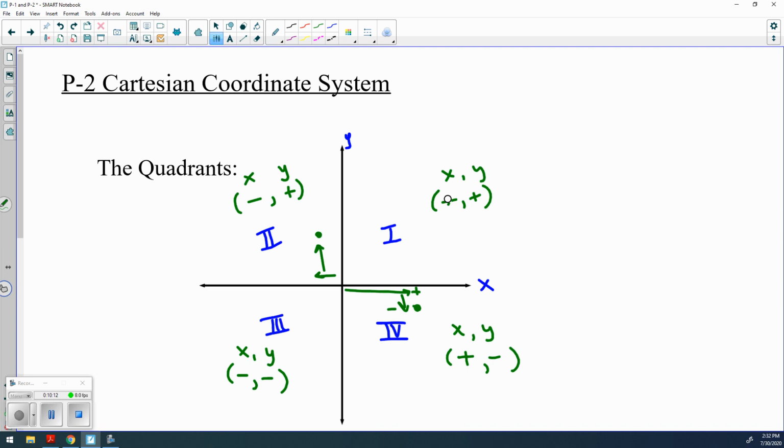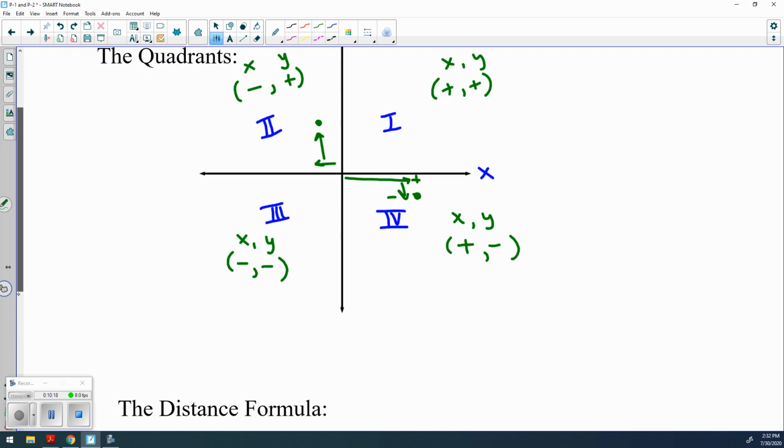That's supposed to be a plus. Does it not look like a plus to you? It doesn't look like a plus to me either. All right, so that's that.